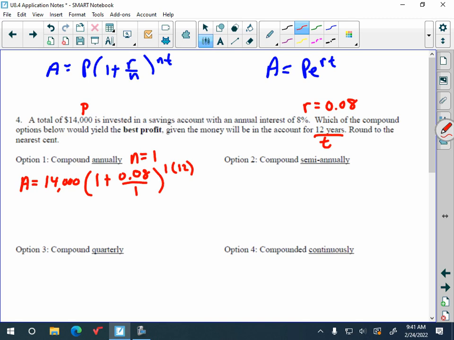All right, so we should get, we're going 2 decimal places, so 35,254.38. So we start with $14,000, and at the end of 12 years we should have a little bit over $35,000 left in the bank.